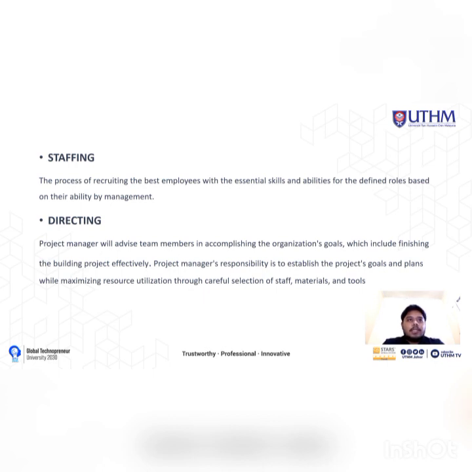So for the directing, the project manager will advise team members in accomplishing the organization's goal, which includes finishing the building project effectively. The project manager's responsibility is to establish the project goals and plan while maximizing resource utilization through careful selection of staff, material, and tools.